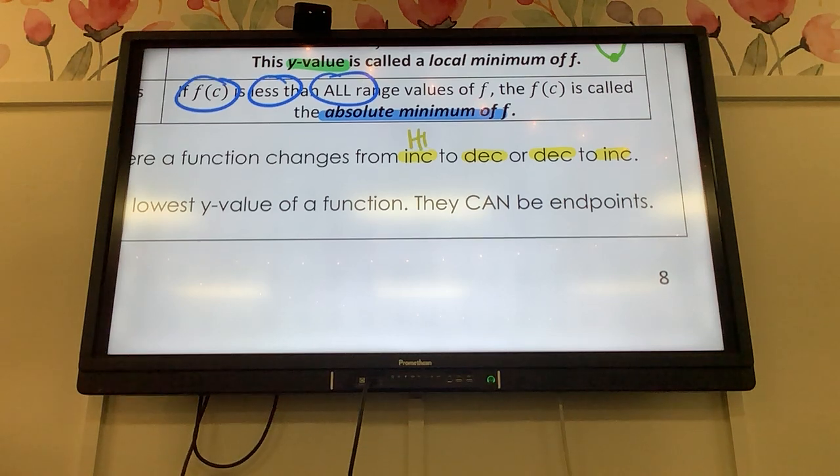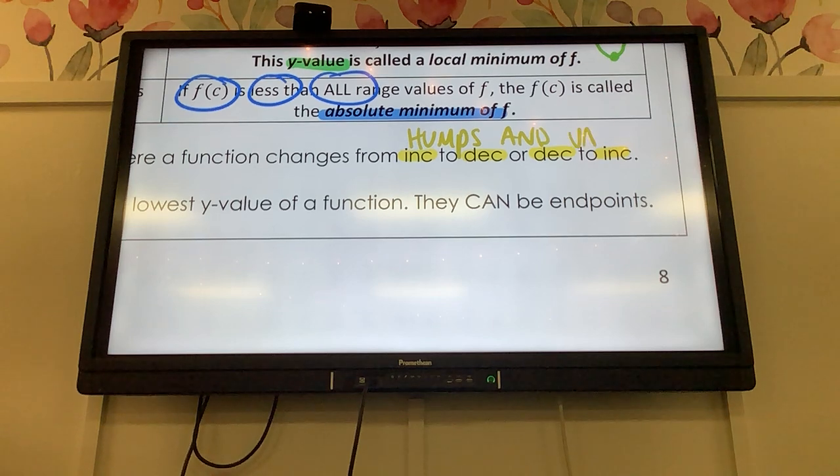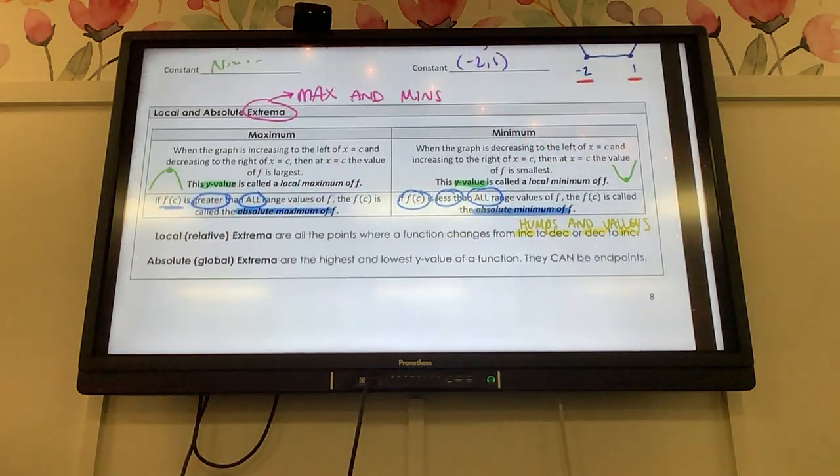All right, so think humps and valleys. Humps and valleys, that's where you're going to get your relative, or your local extrema, because that's where you're going to switch from increasing to decreasing, or decreasing to increasing. Absolute is very, very highest, very, very lowest. Highest, lowest.